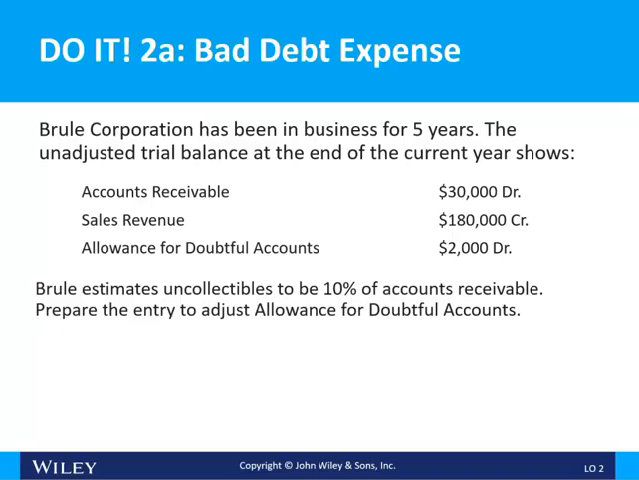Okay, let's look at another example. Brule Corporation has been in business for 5 years. The unadjusted trial balance at the end of the current year shows accounts receivable, $30,000 debit, sales revenue, $180,000 credit, and allowance for doubtful accounts, $2,000 debit. So Brule estimates uncollectibles to be 10% of accounts receivable. Prepare the entry to adjust allowance for doubtful accounts.